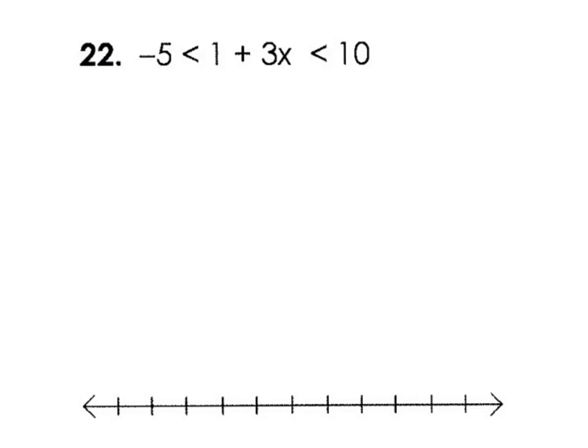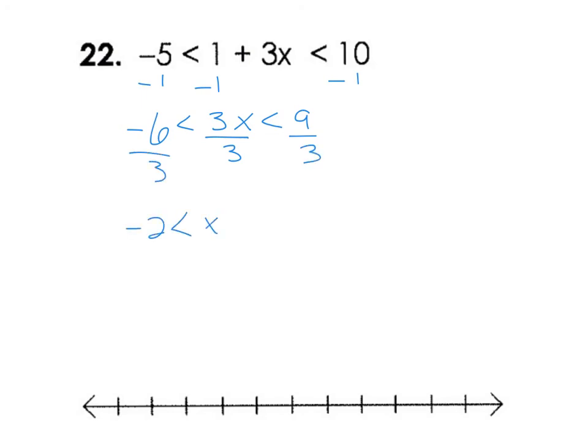Same type of problem as the last one. I'm going to start by minusing 1 from all 3 sides. I get negative 6 is less than 3x less than 9. Now I'm going to divide everything by 3. So I get negative 2 less than x less than 3.